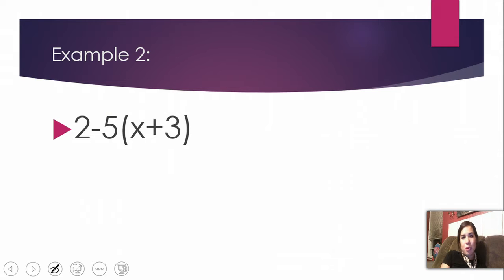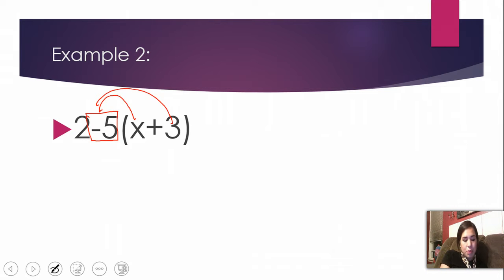In the second example, it's a little bit more tricky. Why? Because you need to see that this minus 5 is being multiplied by everything that's inside the parentheses. And normally when you see this, you would just think of 5 times x and then 5 times 3. Well, not in this case. We need to look at the sign, the operation that's in front. That's going to tell me whether it's positive or negative. In this case, since it's subtracting, I'm multiplying by a negative 5. So I'm going to do negative 5 times x and then negative 5 times 3.